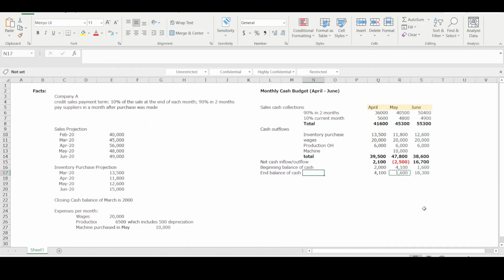So this is the monthly cash budget for April to June. As you can see, cash inflow, cash outflow, and net cash inflow or outflow. This is the beginning balance, and then we're able to calculate the end balance of cash.